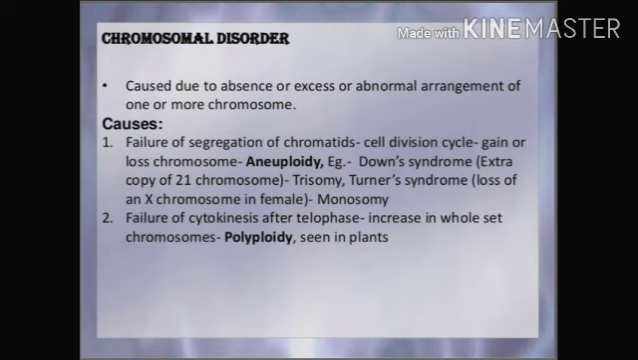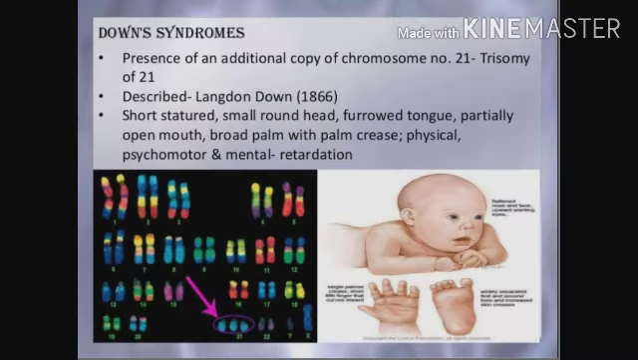Second, failure of cytokinesis after telophase, that increases the whole set of chromosomes, which causes polyploidy, but that can be seen in plants. Down syndrome, the presence of an additional copy of chromosome number 21, that means trisomy of chromosome 21. It was described by Langdon Down in 1866. That's why that disease is known as Down syndrome.